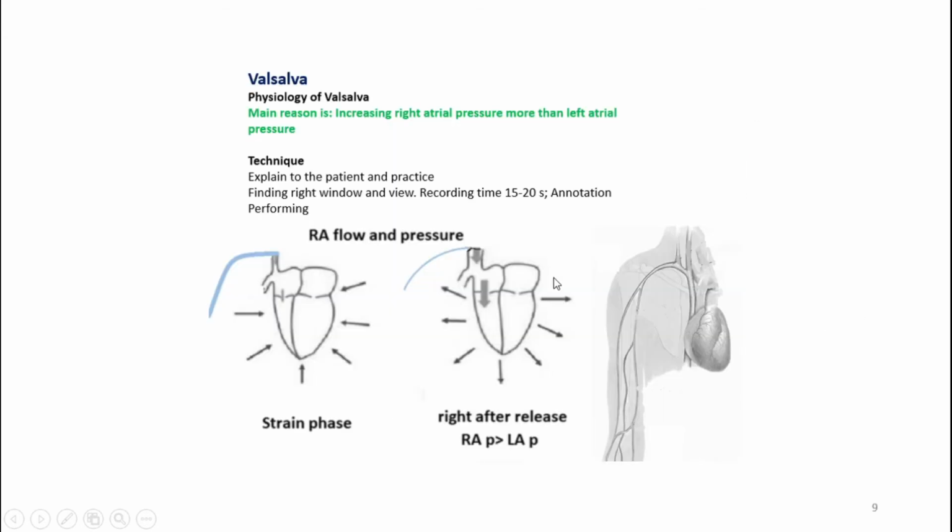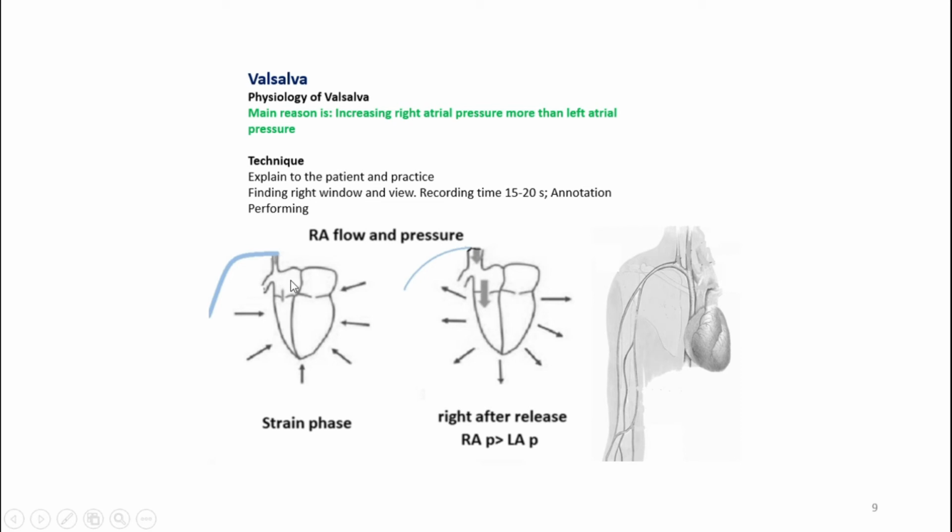In Valsalva, we exhale against a closed glottis. It is exactly the same way that we tighten our belly or bear down during any activity or even defecation. So during the Valsalva strain phase, we push, bear down, and the intrathoracic pressure increases. When intrathoracic pressure increases, the blood return to the right side decreases. But in the first second, the left side increases.